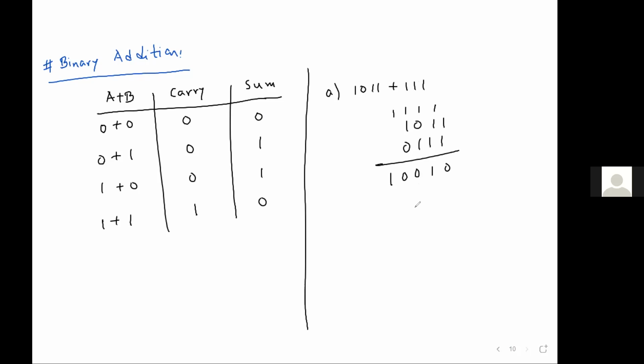Binary addition. You may simply try in decimal also. So what is the decimal of 1011? Exactly, 11. And the other number is 7. 11 plus 7, you get 18. That is exactly this answer. All right, so we know this thing. So binary addition is also done.